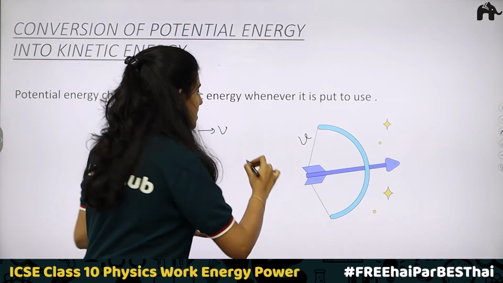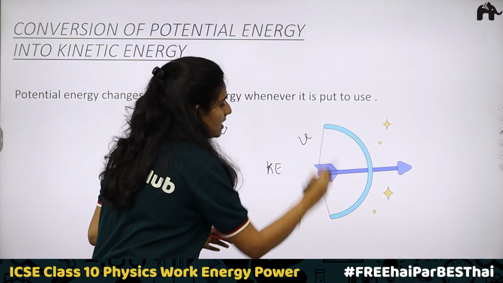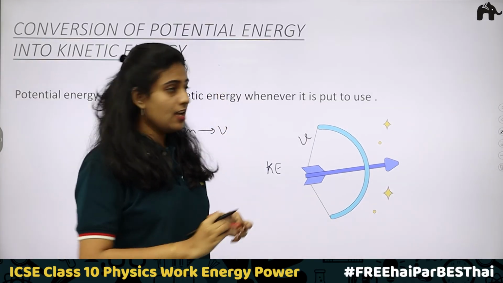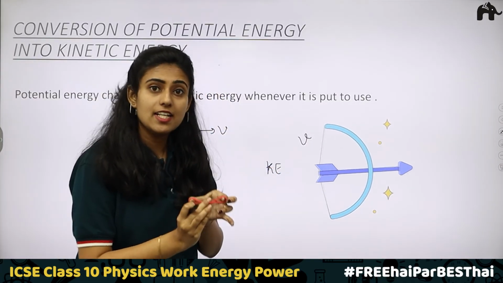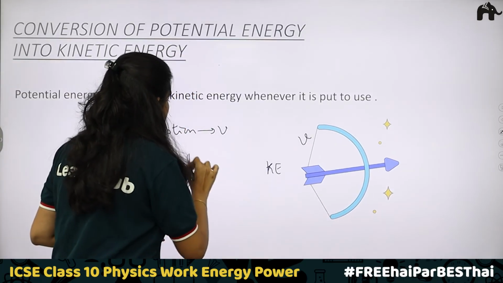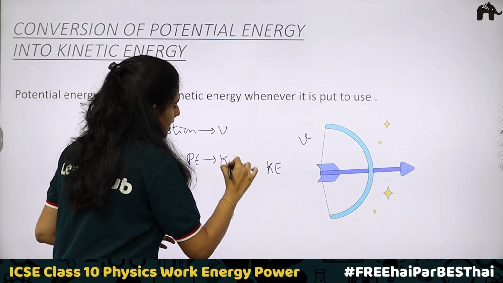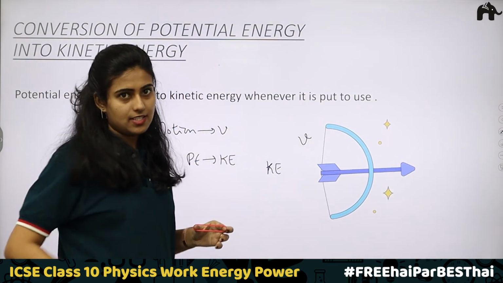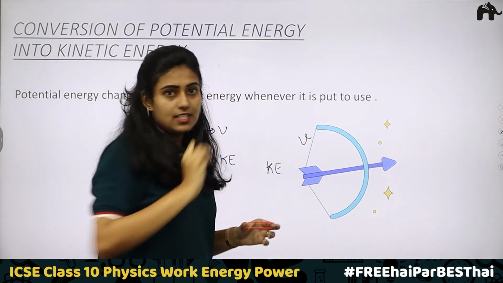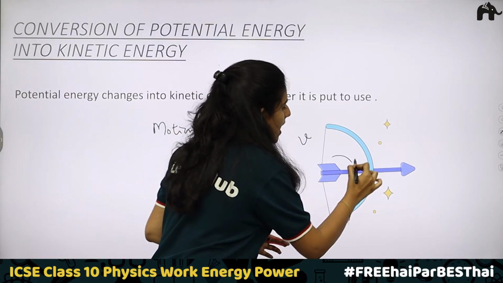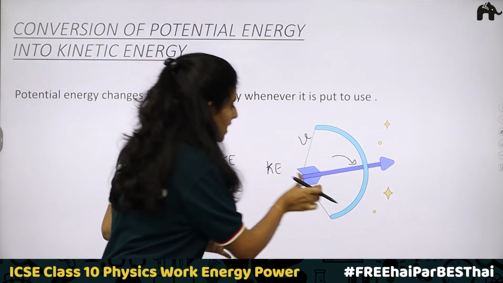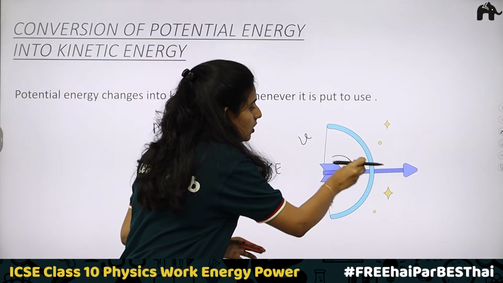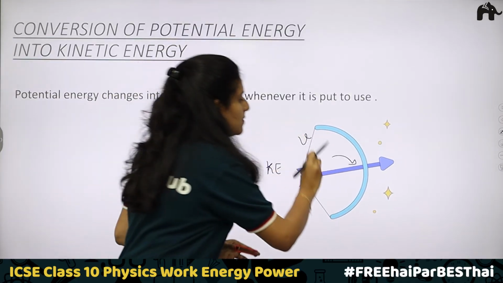Because of this velocity, it will have kinetic energy. The string is getting kinetic energy. Here the rubber band has kinetic energy. The potential energy is getting converted to kinetic energy. Elastic potential energy which was stored is getting converted to kinetic energy. This kinetic energy will get transferred to this arrow. Kinetic energy of the string gets transferred to the arrow and helps the body move.